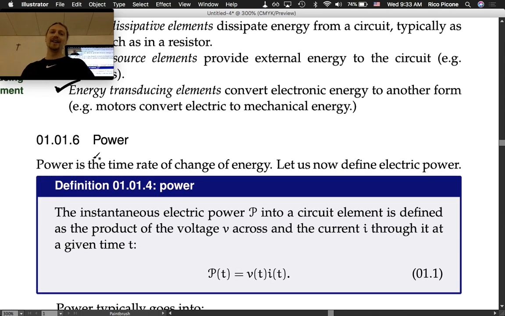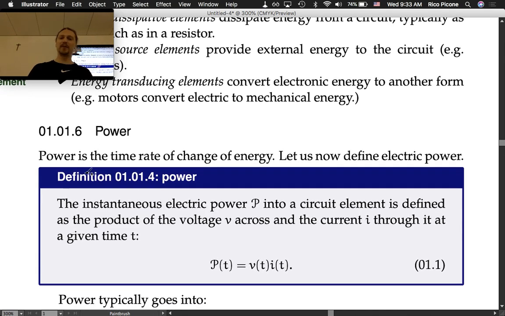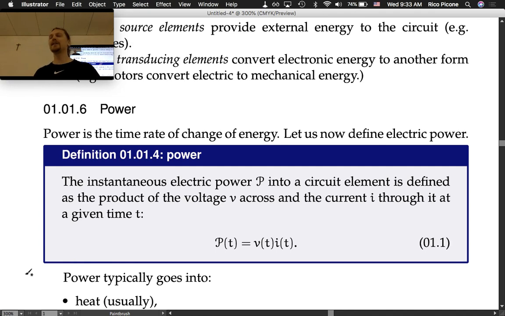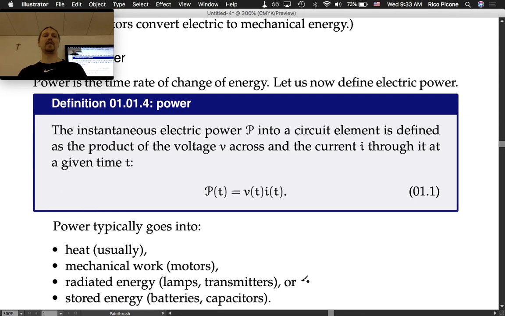Power is the time rate of change of energy. So that's been true ever since you've heard of power. No surprises there. Let's define electric power. The instantaneous electric power P into a circuit element is defined as the product of the voltage across and the current through that element at a given time t. So VI, the product of the voltage and the current, is the power into a circuit element.